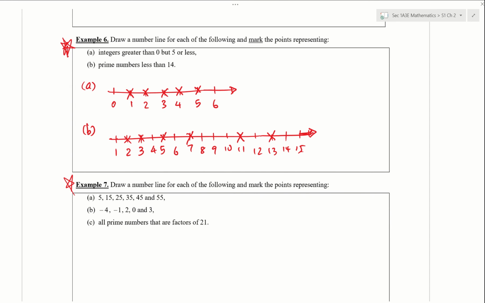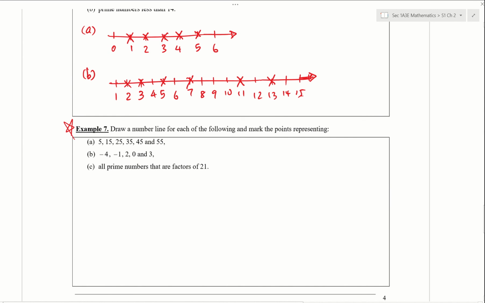Okay, so now question 7. Draw a number line for each of the following, mark the points. Part A. Okay, so part A, we got 5, 15, 25, 35, 45, and 55. Do you want to draw the number line starting from 5, then 6, 7, 8, 9, 10, 11, 12, 13, 14, 15? Doesn't make sense, right?